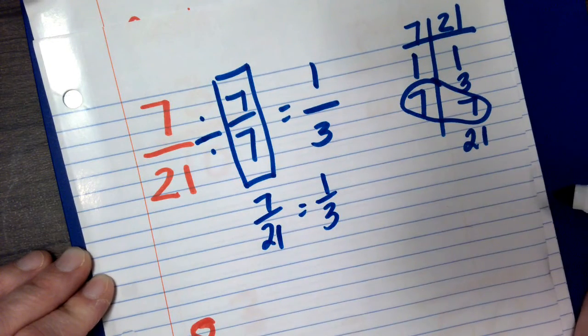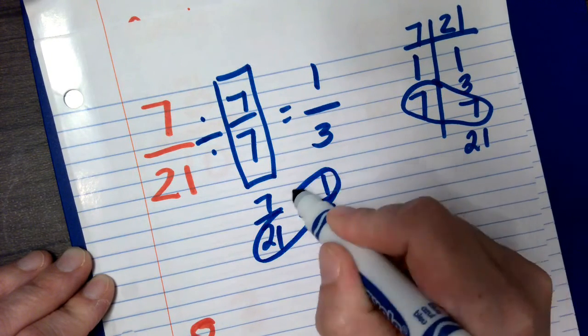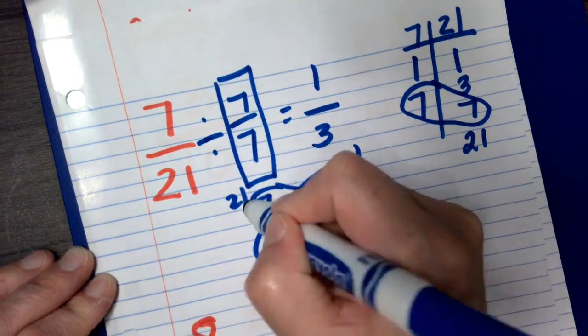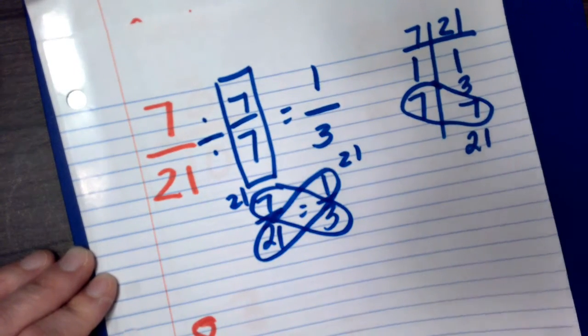And again, if I want to check my work, I can multiply the 21 times 1 and get 21, and the 7 times the 3 and get 21, and they are in fact equal.